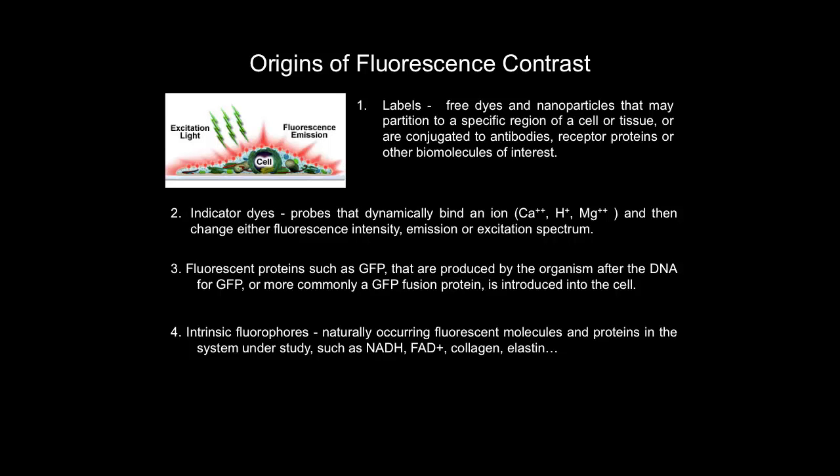Yeah, so we have labels that are free dyes which partition to a specific region of the cell. We can have indicator dyes that are probes that bind an ion, and then they change their fluorescence emission or excitation spectrum. We have fluorescent proteins such as green fluorescence protein that are produced by the organism after the DNA for GFP is introduced into the cell.